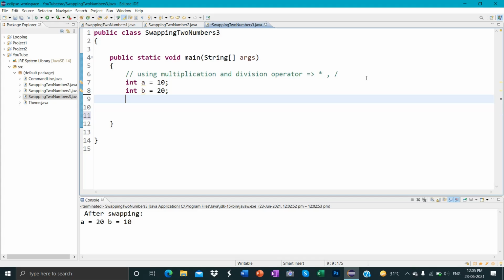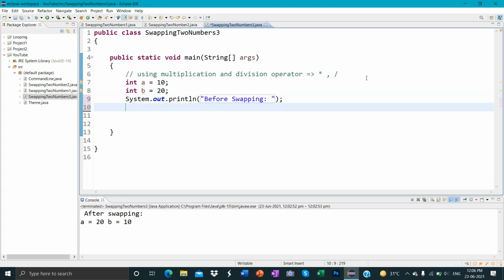we will check whether the values before swapping and after swapping are interchanged or not. Okay, let's say System.out.println("before swapping a = " + a + " b = " + b).